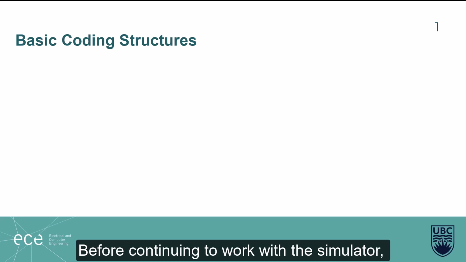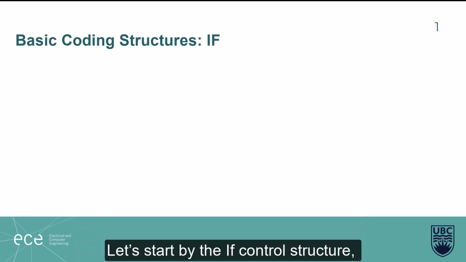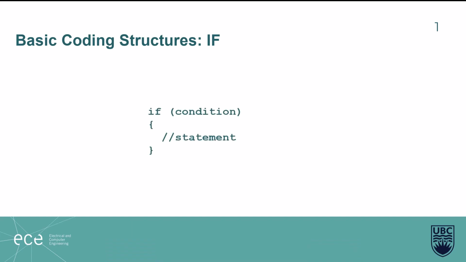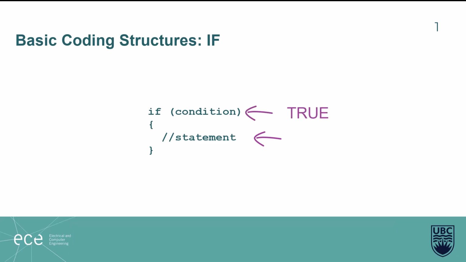Before continuing to work with the simulator, we have to learn some basic programming structures that are going to be mainly used in the main loop. Let's start with the if control structure, which looks like this. The statement is only executed if the condition is true.